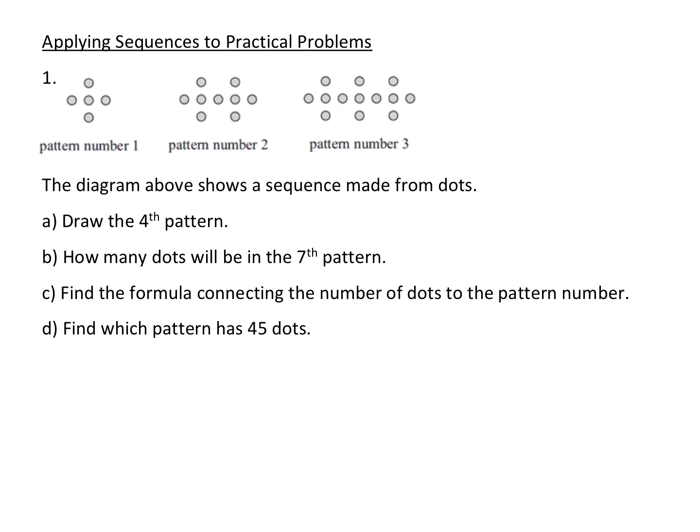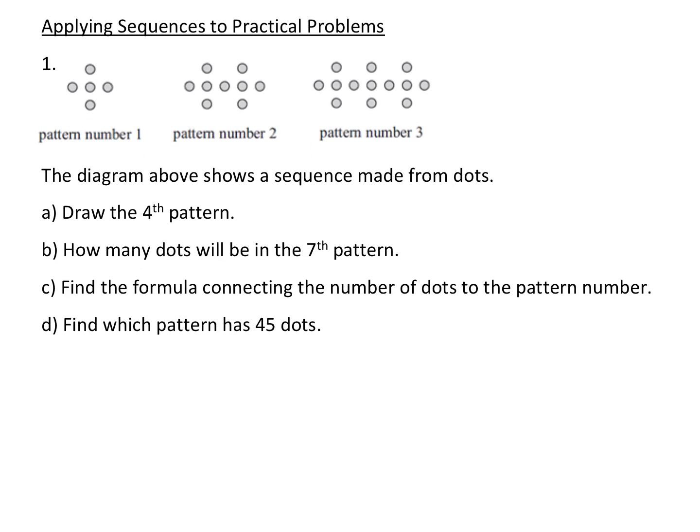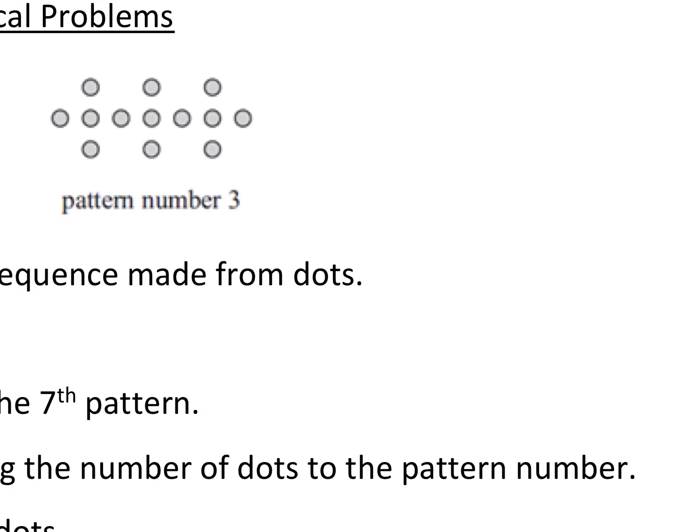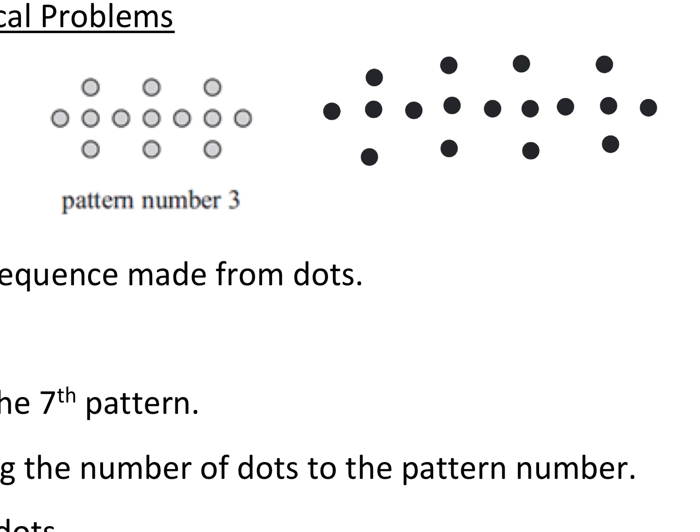Now let's look at applying sequences to practical problems. We've got 3 patterns here. The diagram above shows a sequence made from dots. We have to draw the 4th pattern. So we've got there 1, 2, 3, 4, 5, 6, 7. And the next one we'd have 1, 2, 3, 4, 5, 6, 7, 8, 9. And then we've got these dots above and below every other one. So that is pattern number 4.